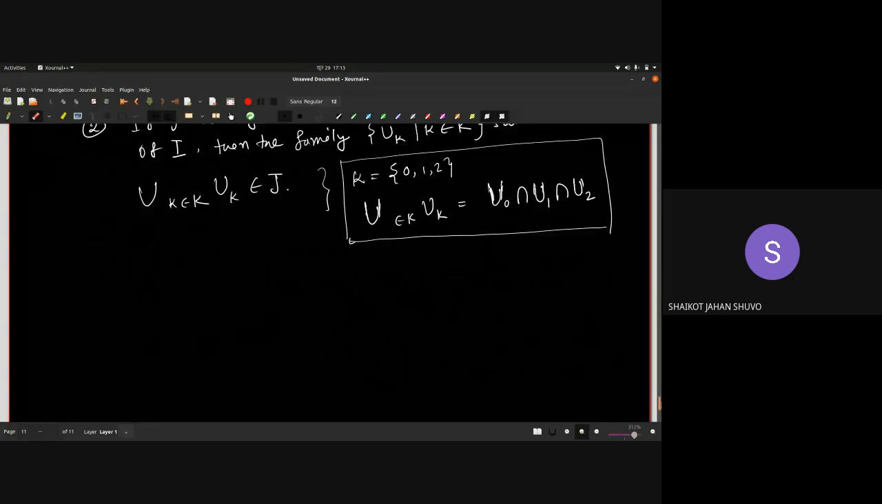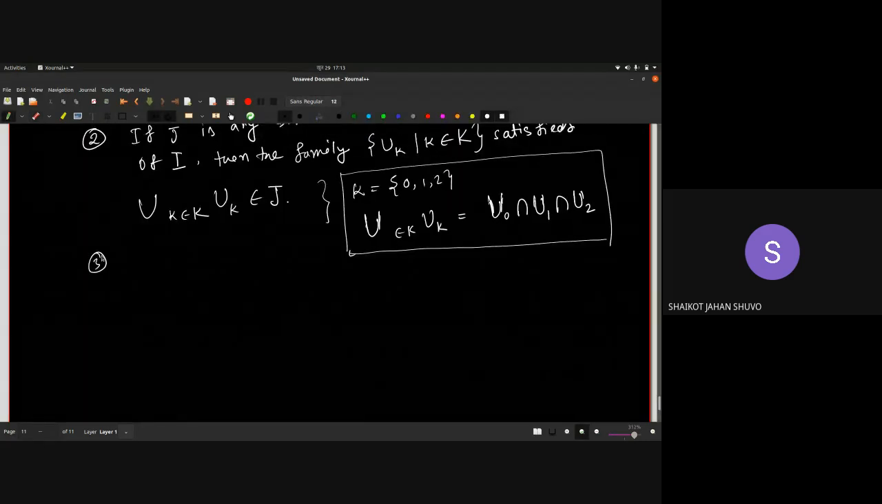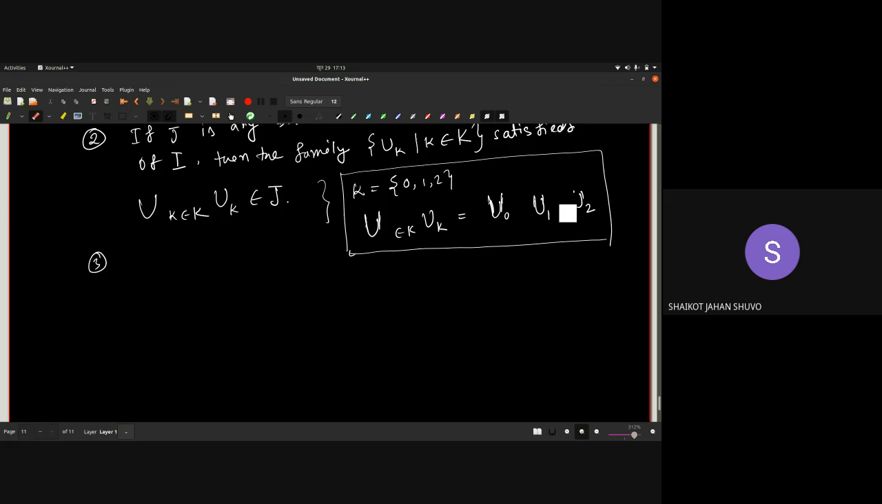Okay, so moving on to the third requirement. Shouldn't those be unions then? U_0 union U_1 union U_2 and so on. Yep. Okay. Anything else regarding this condition number 2?